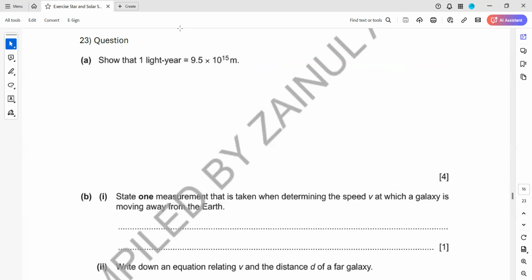The next question: show that 1 light year is 9.5 × 10^15 meters. So we have the formula that speed is distance divided by time. Light year is a unit of distance. So if we need the distance, distance will be speed multiplied by time. Light year is actually the distance traveled by light in 1 year. That is called a light year.